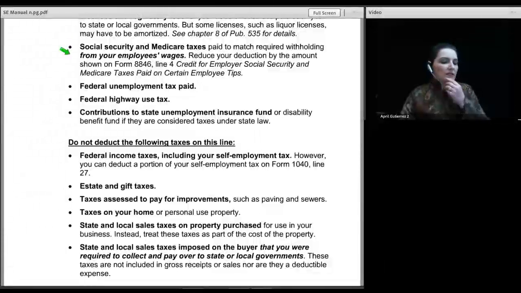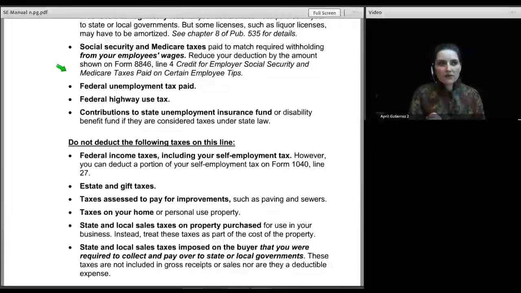And what else can I say about this line? Here's a big thing I can say about this line. Most people who keep care of their own books, and even most bookkeepers that I run across, totally get the tax withholding messed up.